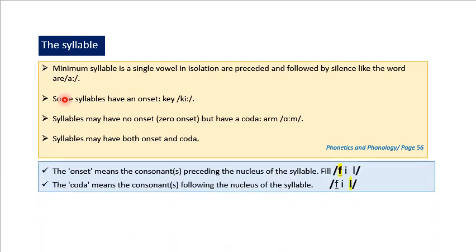And now let's move on to the explanation of the onset and coda. These two terms are very, very important in this analysis structure. When we say the onset, as we mentioned before, it means the consonants preceding the nucleus of the syllable, just like the example in the word fill. The coda means the consonants following the nucleus of the syllable, as in the l sound here.